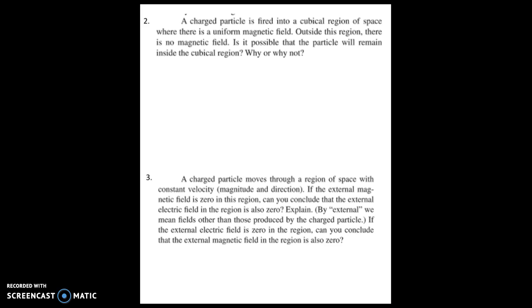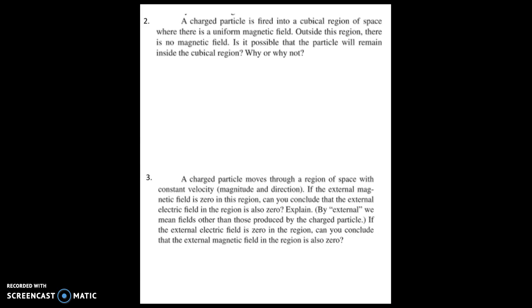Question number 3 is, if a particle moves through a region of space with constant velocity, magnitude, and direction, and the external magnetic field is 0, can we conclude that the external electric field in the region is also 0? So in this case, if a particle moves with constant velocity and there's no external magnetic field, then the external electric field in the region must also be 0.